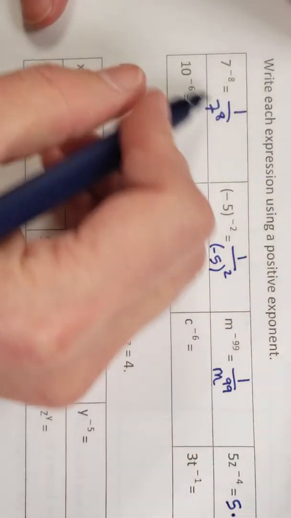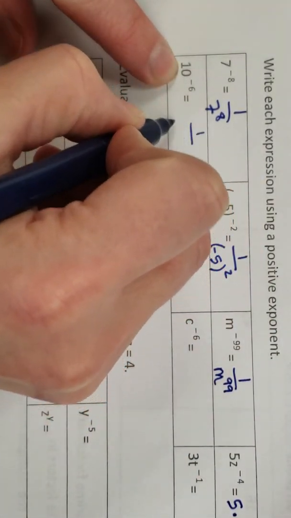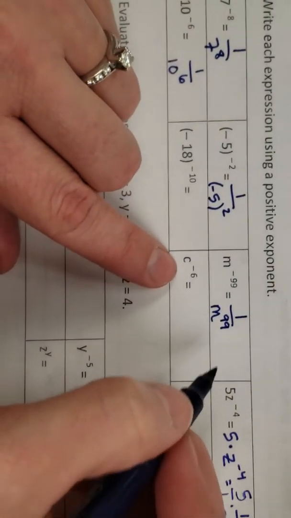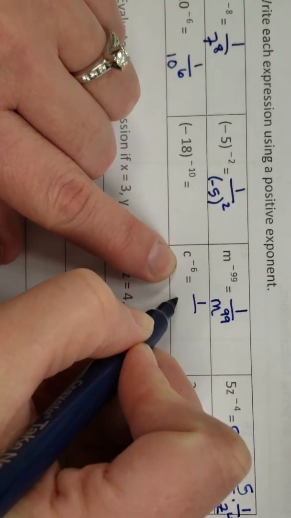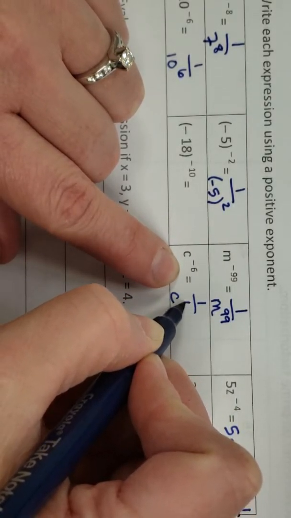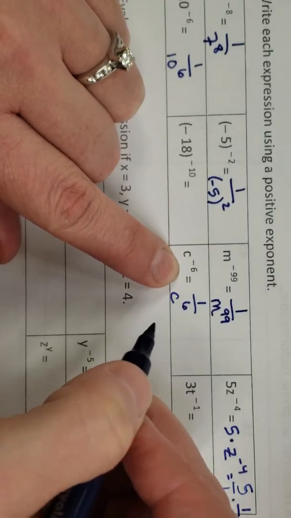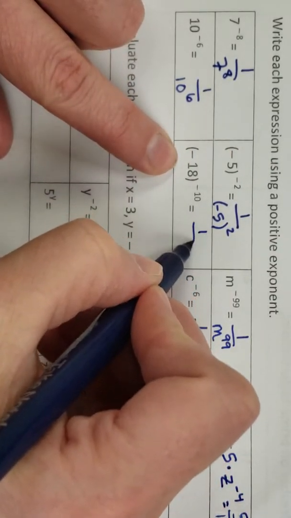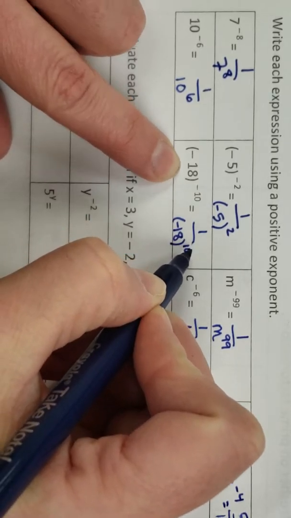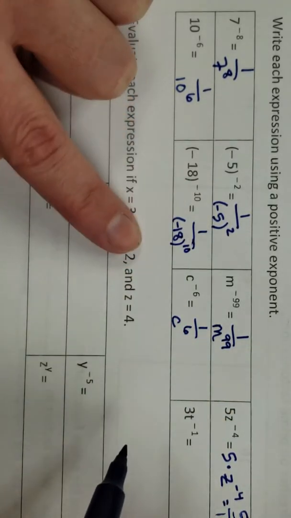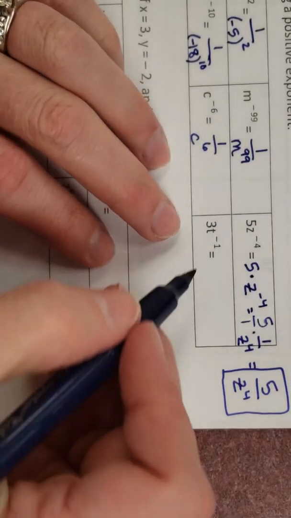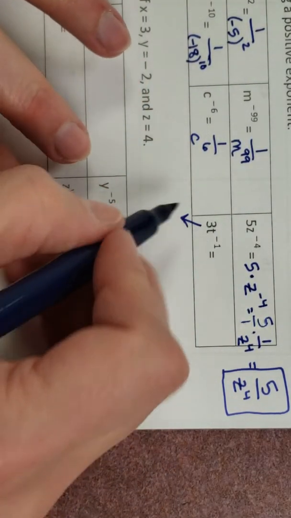All right, let's see. So 10 to the negative 6th is the same as 1 over 10 to the positive 6th. C to the negative 6 is the same as 1 over C to the 6th. Okay, let's see. Did you remember to keep the negative and the parentheses, but only change this negative 10 exponent to a positive 10 exponent? I hope you did. And so, I'm going to move down here where I have more room.